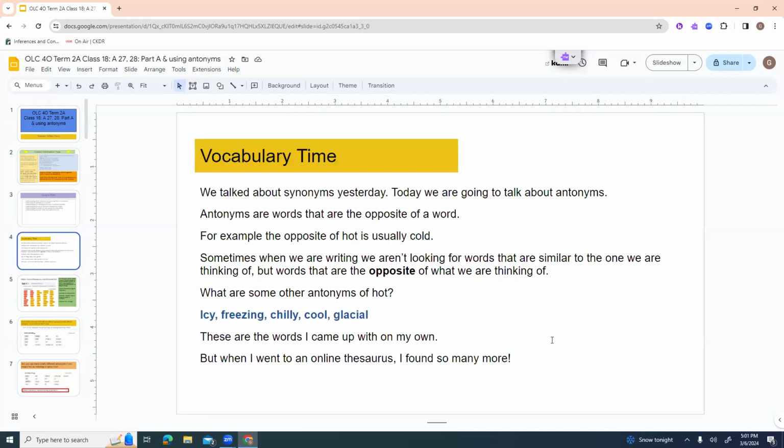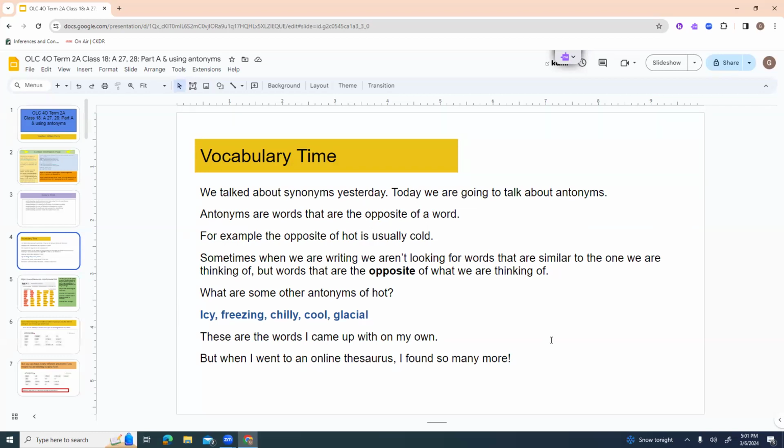Okay, so starting with antonyms. We talked about synonyms yesterday. Today is antonyms. Antonyms are words that are the opposite of another word. So the opposite of hot is cold. So we would use those or consider those antonyms.